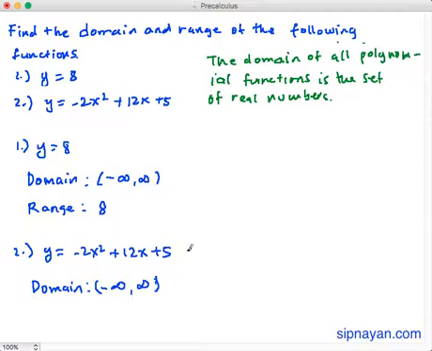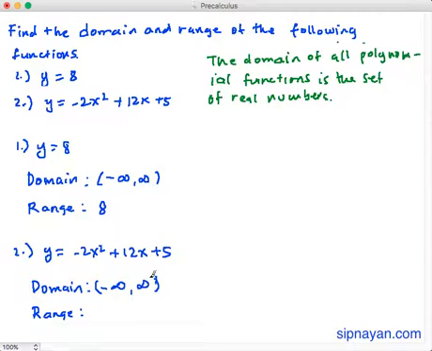Ano ba yung mga polynomial function? Diyan yung linear function, quadratic function. So this is a quadratic function, and a quadratic function is a polynomial function. Therefore, the domain is from negative infinity to infinity, or the set of real numbers. Now, ang medyo kailangan nating alamin is yung range.